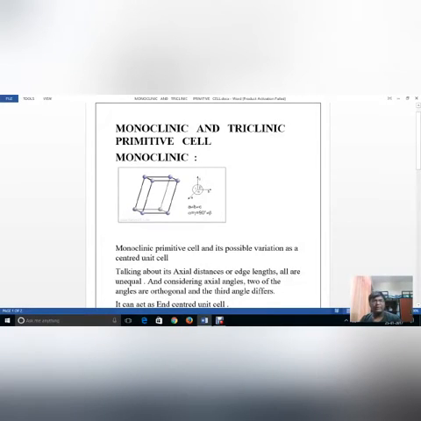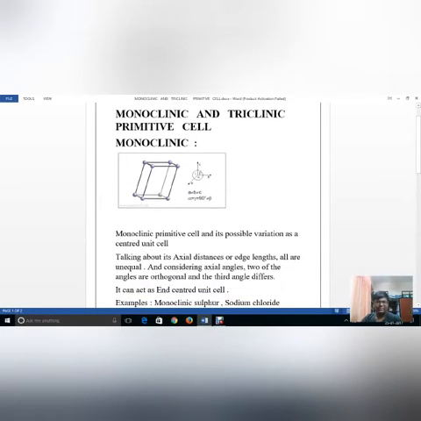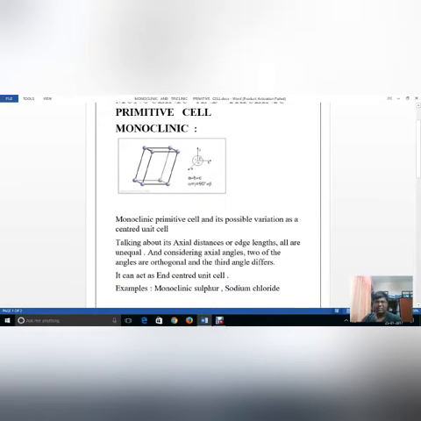I am Gokul. I am going to explain about monoclinic and triclinic primitive cells. Monoclinic: its primitive cell and its possible variation as the centered unit cell.